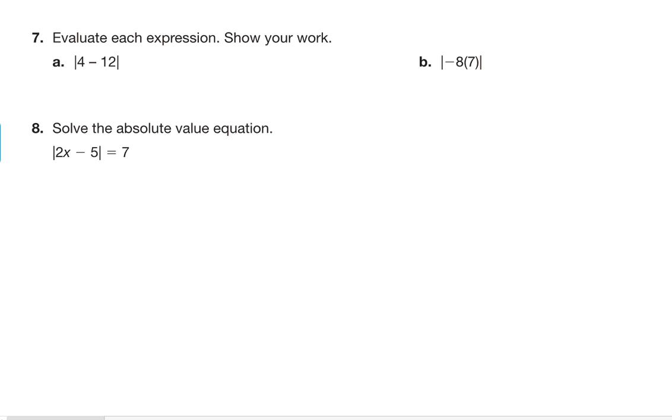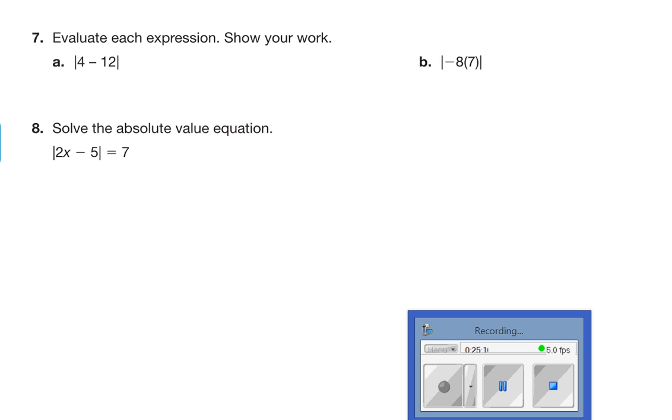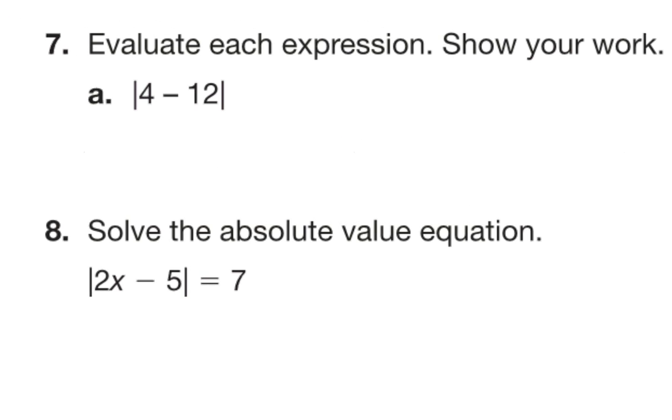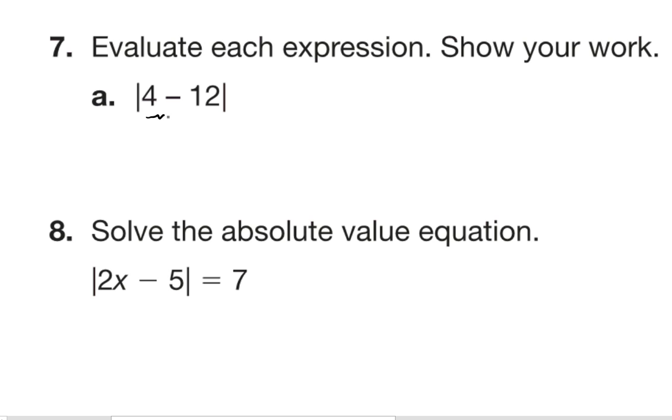Last two questions. Number 7, evaluate each expression, show your work. So we have the expression, the absolute value of 4 minus 12. Well, this absolute value symbol is a grouping symbol. I need to figure out what's in the grouping symbol first. So I'm going to begin by evaluating the stuff that lives inside of it. 4 minus 12 is equal to negative 8. So this is the same thing as the absolute value of negative 8.